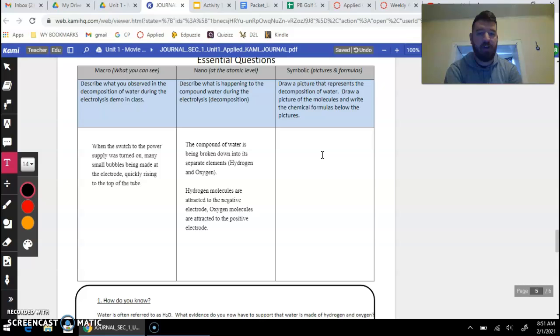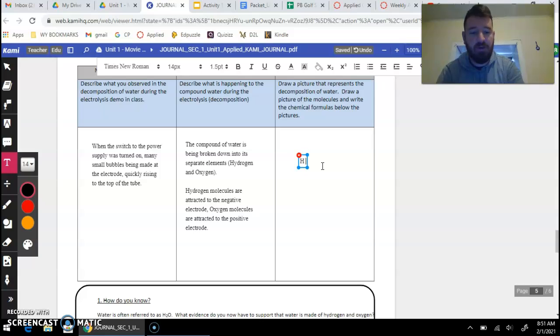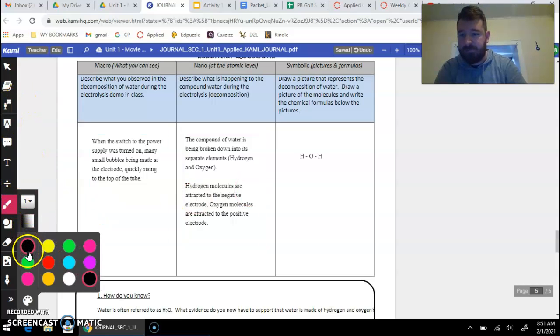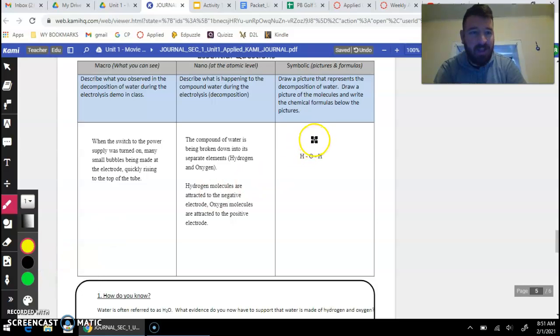Draw a picture of the molecules and write the chemical formulas below the pictures. So you should see something like this. We have H2O. And remember, you can draw a much better picture than me. So this would be our water molecule. And we have a little bit of lightning coming into it. Or not lightning, electricity. But we're going to draw that in the form of a lightning. Look at that. That is beautiful.